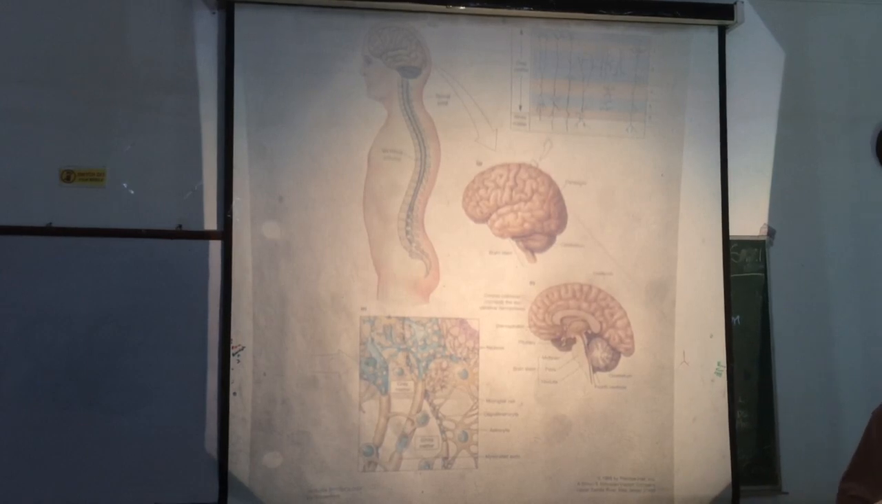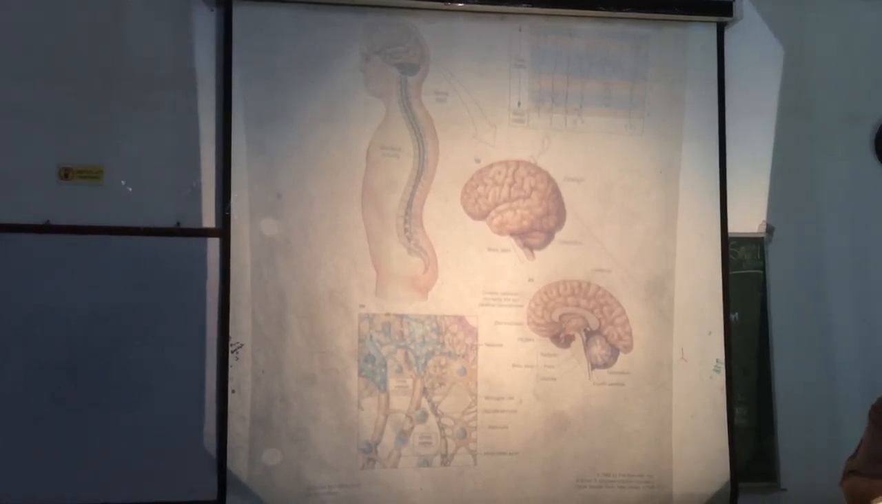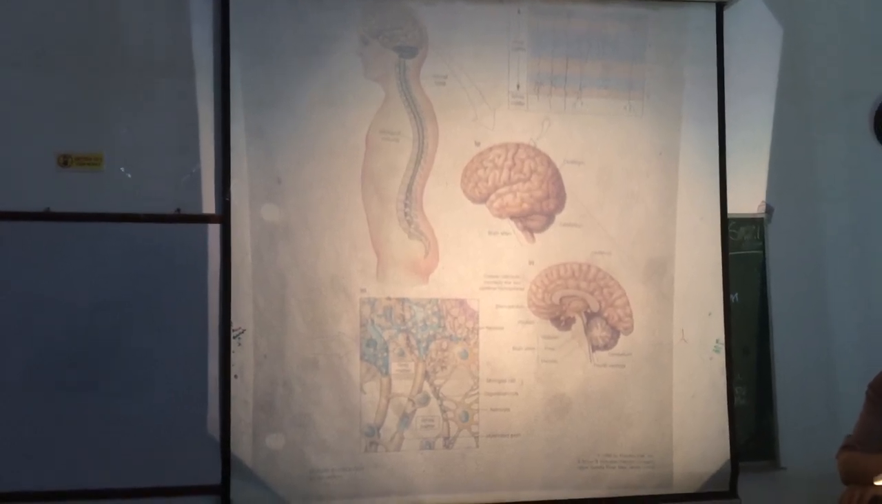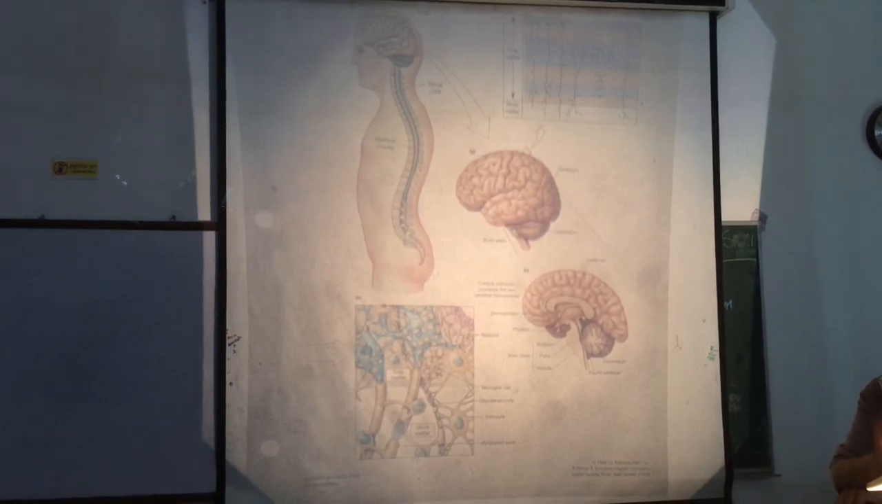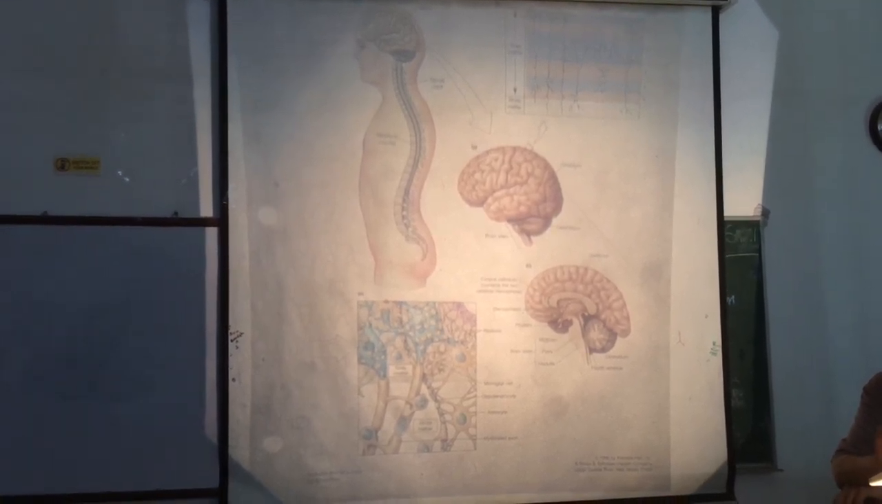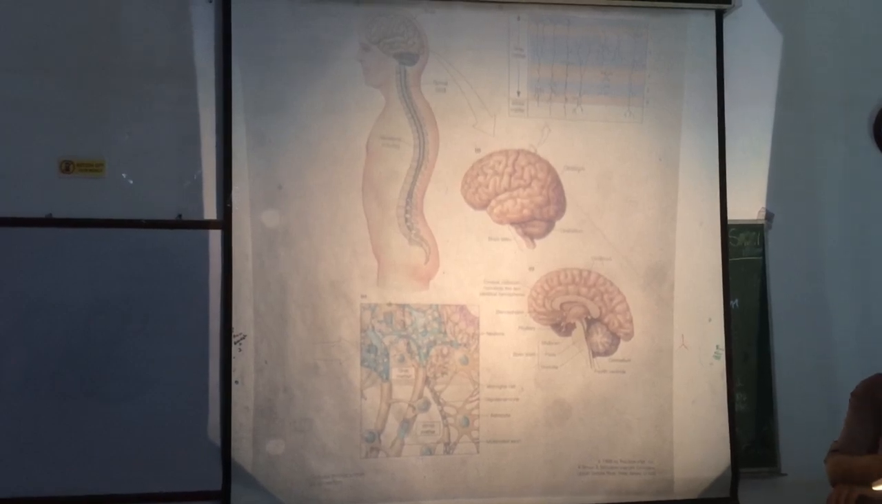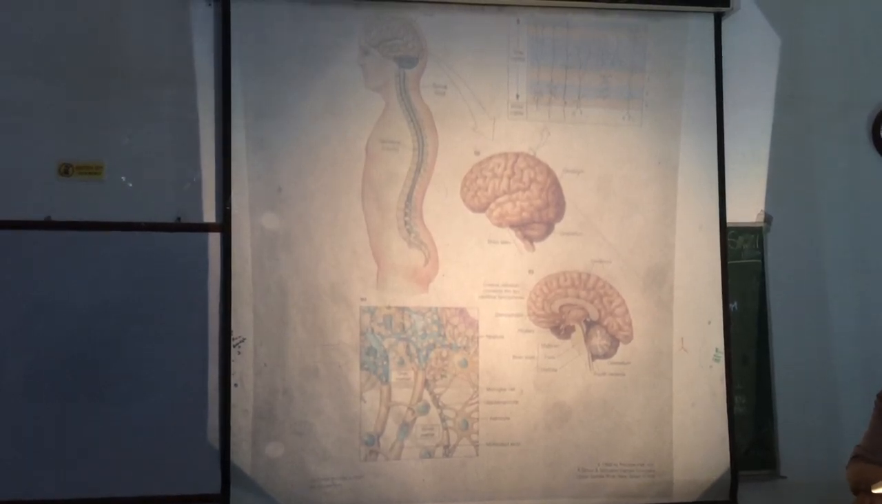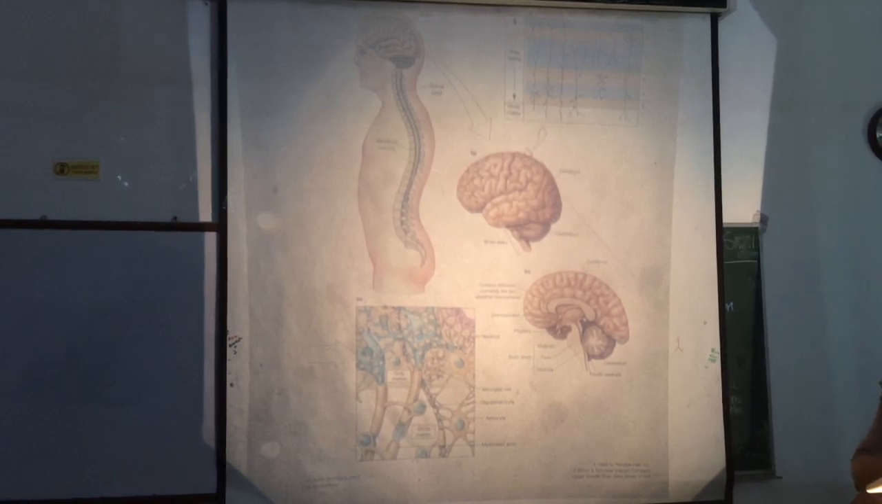This was about the midbrain. We have discussed the medulla oblongata, pons, and midbrain. What is the brainstem? The brainstem consists of the midbrain, pons, and medulla. Midbrain, pons, and medulla constitute the brainstem.